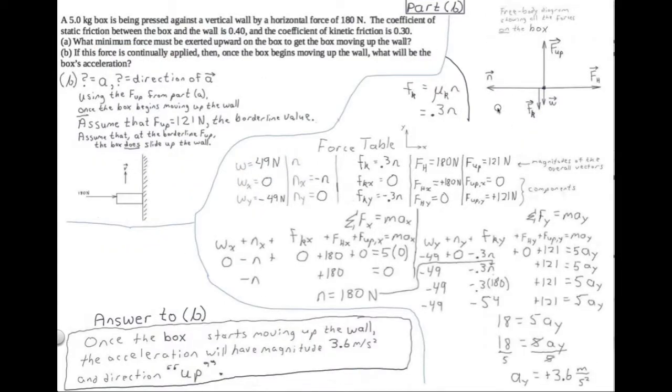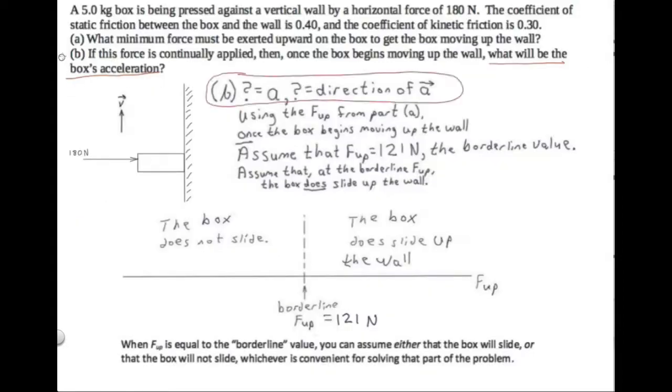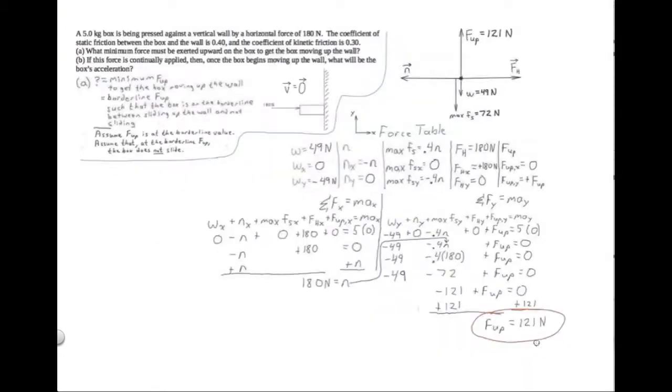Here's a summary of the solution for part B. Let's go through the steps. Part B asks for the acceleration, and I'll interpret that as asking for the magnitude and direction of the acceleration. Part B says this force is continually applied. Which force do they mean? They mean the minimum force that we just got finished determining in part A. Remember, the force that we just finished determining in part A was 121 newtons for the upward force magnitude.